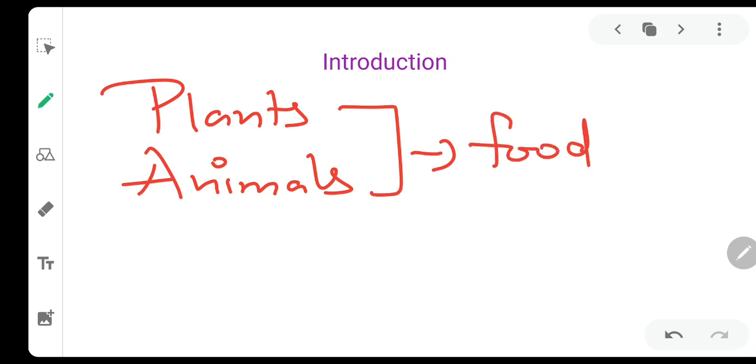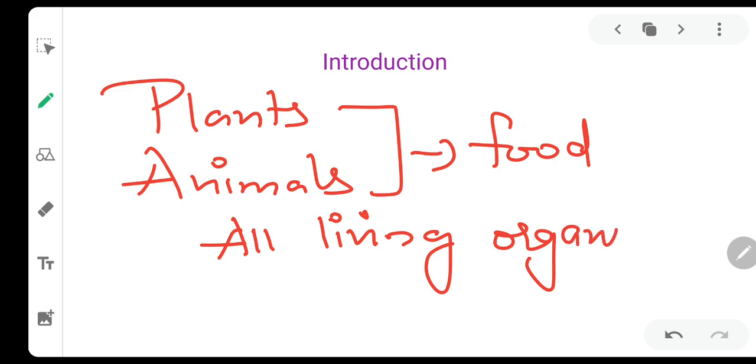Dear friends, you all know that all living organisms such as plants and animals require food. And on the basis of this, we say that food is essential for all living organisms. Why do plants and animals need food, or all living organisms need food? There are 13 points. First, in order to obtain energy.